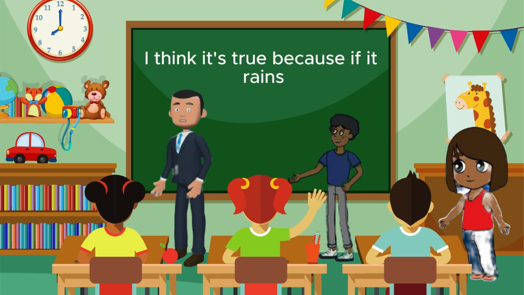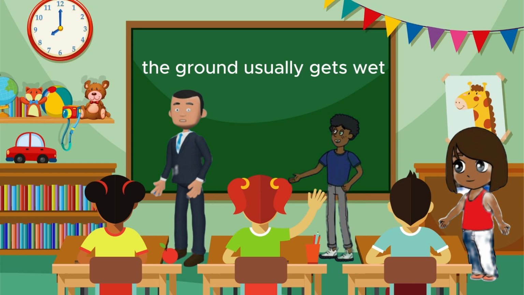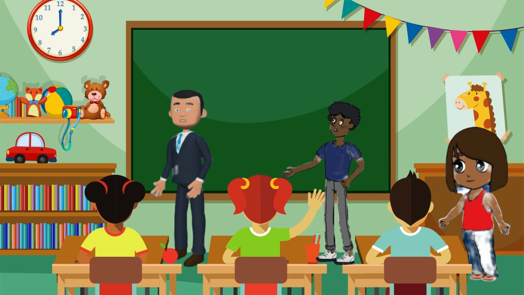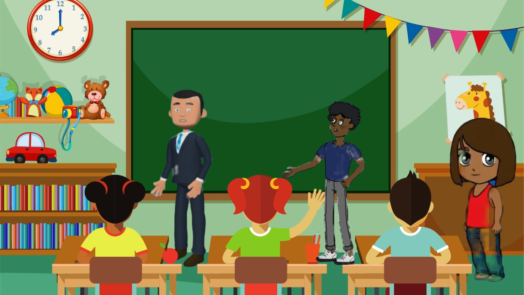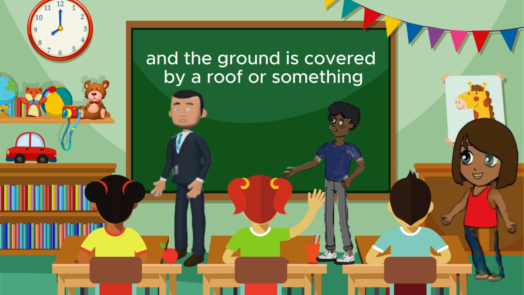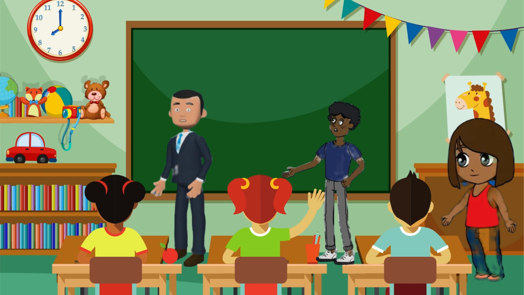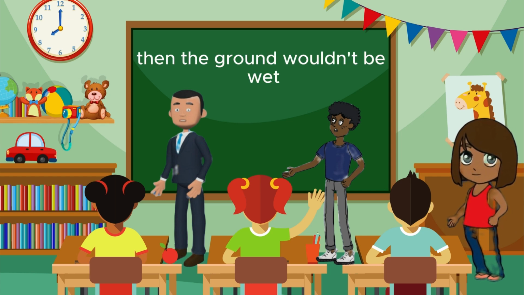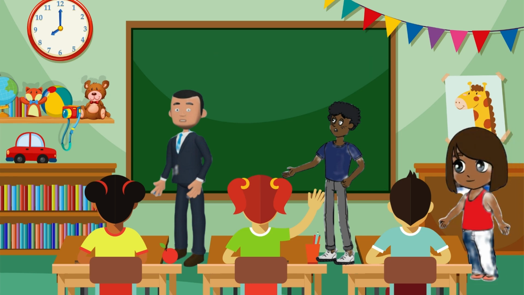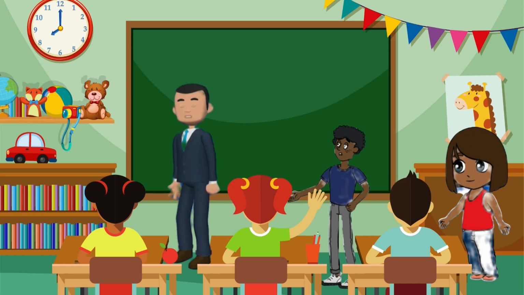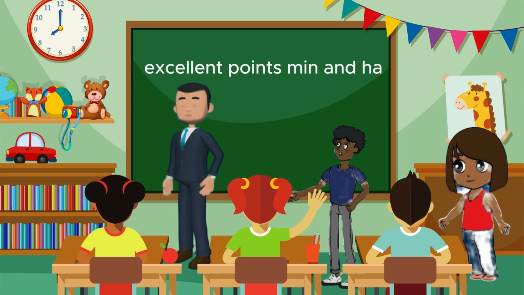I think it's true because if it rains, the ground usually gets wet. But what if it's raining and the ground is covered by a roof or something? Then the ground wouldn't be wet. Excellent points, Minh and Hà.